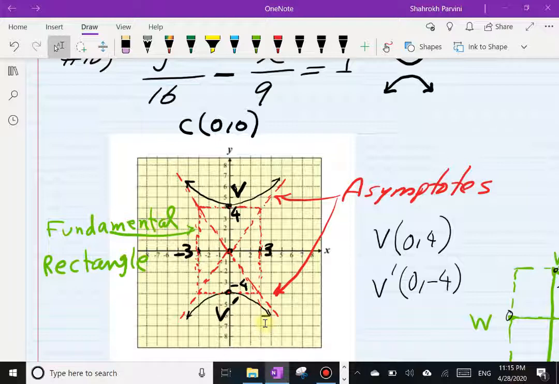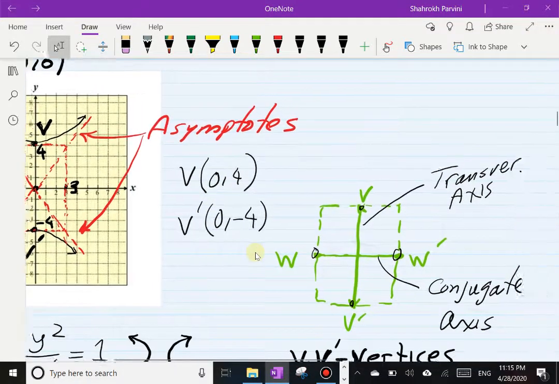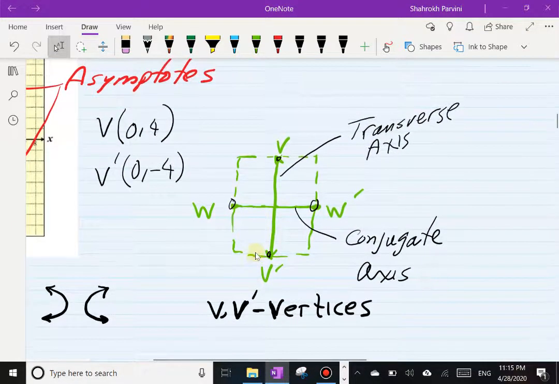So the specifics of this hyperbola: the vertex, one of them, is 0, 4, that's this one. The other one, I call it V prime. V prime is 0, negative 4. And those are the key points on the graph. Now, the distance from 4 to negative 4 and negative 3 to 3. So here I have, this is what I have in green. The line segment that connects the vertices is called the transverse axis. And the other line right in here that helps us create this fundamental rectangle is called the conjugate axis.